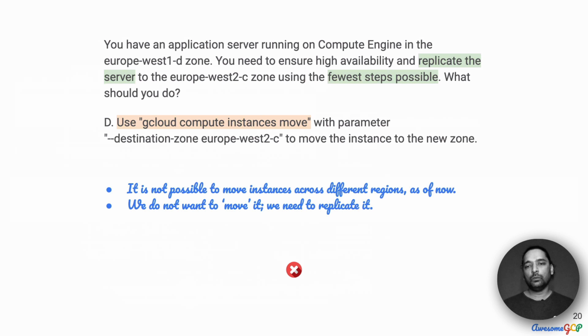So we have eliminated this option, but we also can notice something in the option which suggests that we use gcloud compute instances move. But looking at the question, we do not want to move the instance. We want to replicate the server, which means there should be a copy. So even if this option did work, it was not going to be the right option for us because it does not suit the requirement of replicating the server.